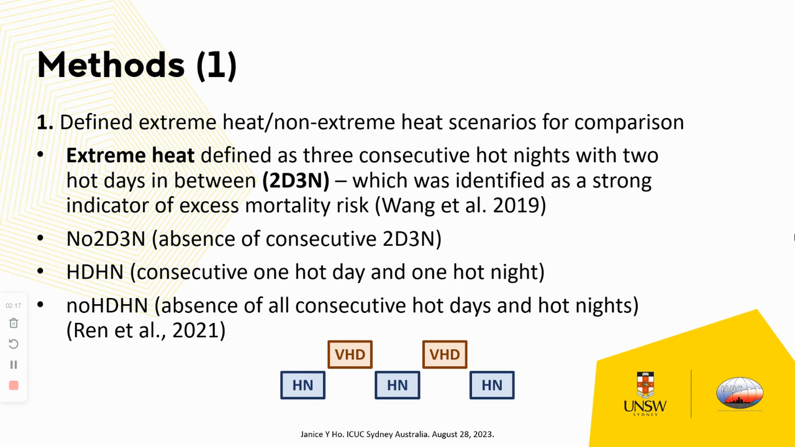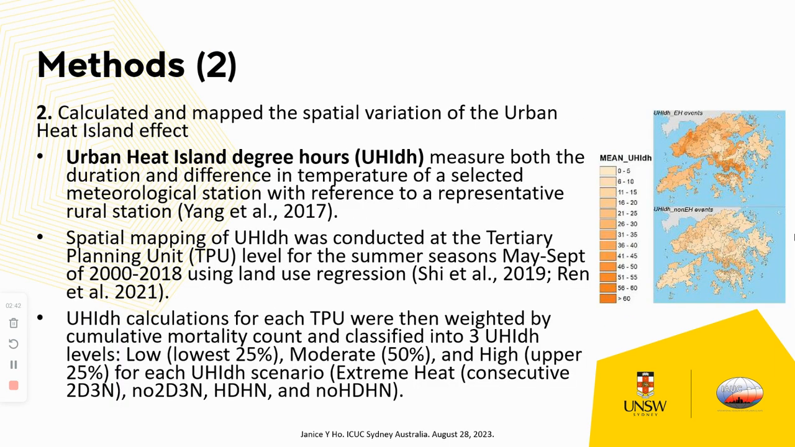For comparison, we had different variations of lesser extreme heat and also non-extreme heat scenarios. So no 2D3N is the absence of that consecutive extreme heat scenario. Consecutive HDHN is one consecutive hot day and one hot night as a lesser extreme heat scenario, and then also a no HDHN, which is a removal of all extreme heat scenarios.